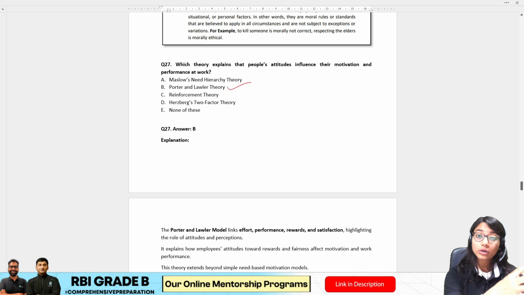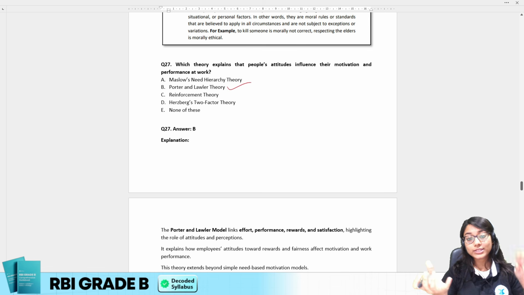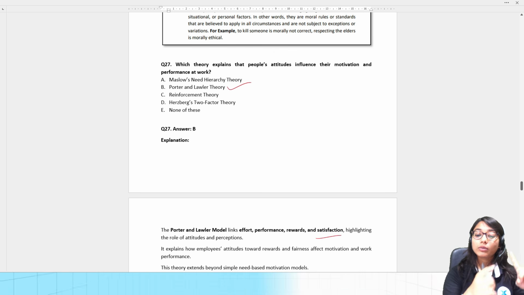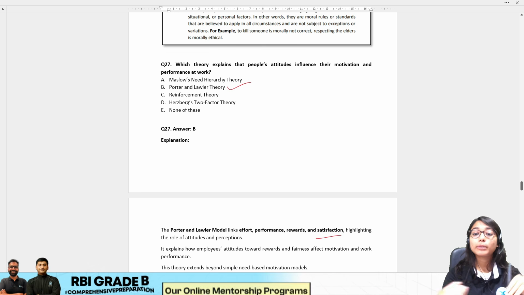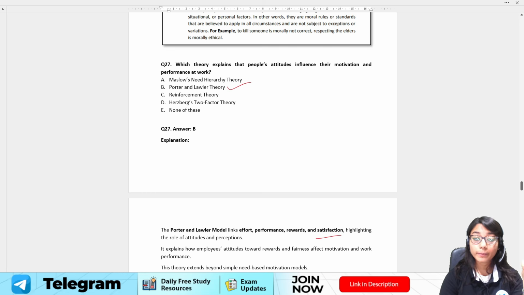From the Vroom model itself, we have expanded, and then came the Porter and Lawler model, which was based on this Vroom model. Basically, we are linking here one more extra aspect, which is satisfaction. So, effort, performance, rewards, as well as satisfaction. Why? We are seeing how the attitude of the employee is going to influence their motivation and performance under the Porter and Lawler model. Hence, answer is option B.